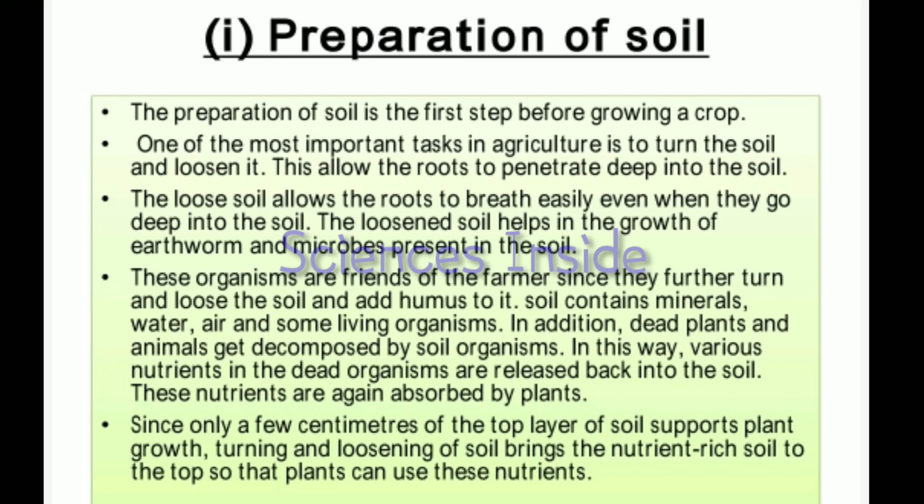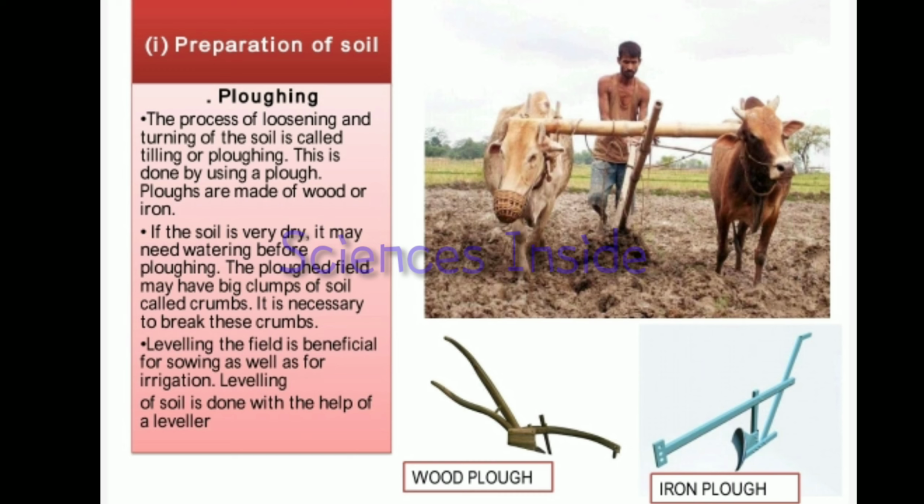Since only a few centimeters of the top layer of the soil supports plant growth, turning and loosening of soil brings the nutrient-rich soil to the top so that plants can use these nutrients. So the techniques used for preparing soil before the seeds are sown are called plowing and leveling. So let's study plowing first of all.